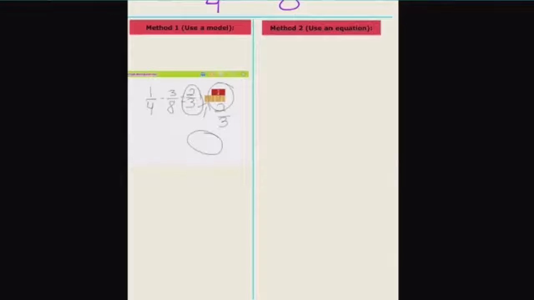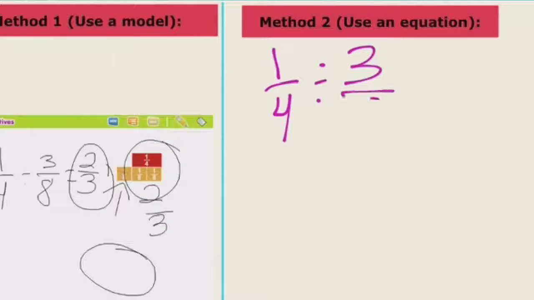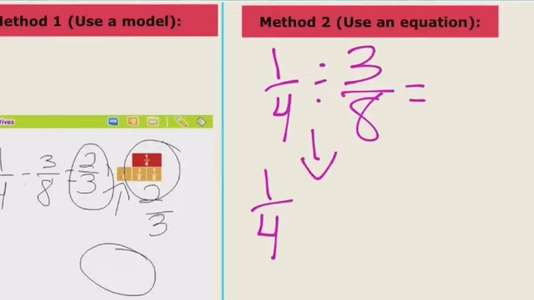Alright, now let's try the same thing using an equation. So again, I'm just going to start by writing down my original equation, which was 1/4 divided by 3/8, and I'm going to rewrite this as a multiplication problem. So we'll be writing 1/4 times, find that reciprocal, so we get 8/3.